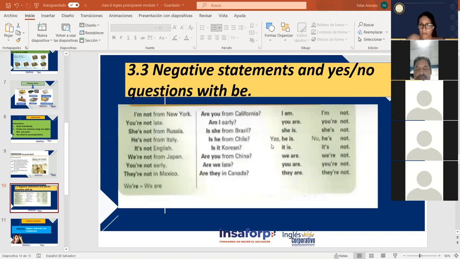Silvia Guadalupe, the next three, please. Desde la 4 hasta la 6, por favor, tanto positivo como negativo. Silvia Guadalupe, are you there? Voy, se me trabó el mouse. All right, don't worry, no se preocupe. Desde la 4, ¿verdad? Hasta la 6, yes.